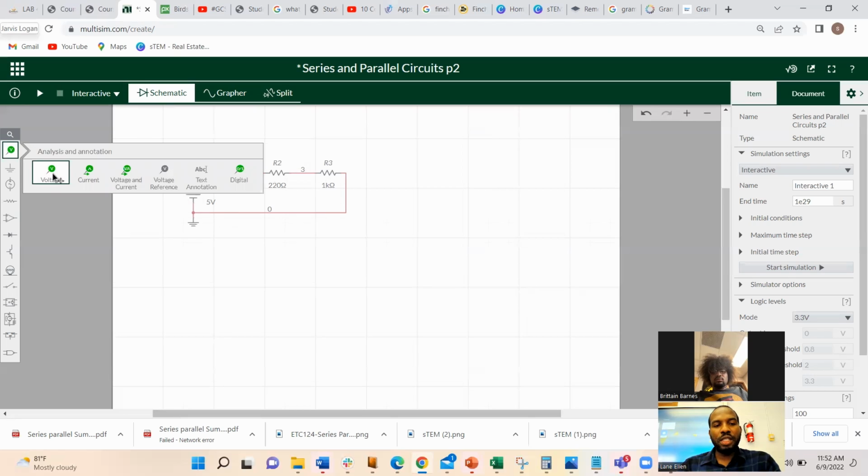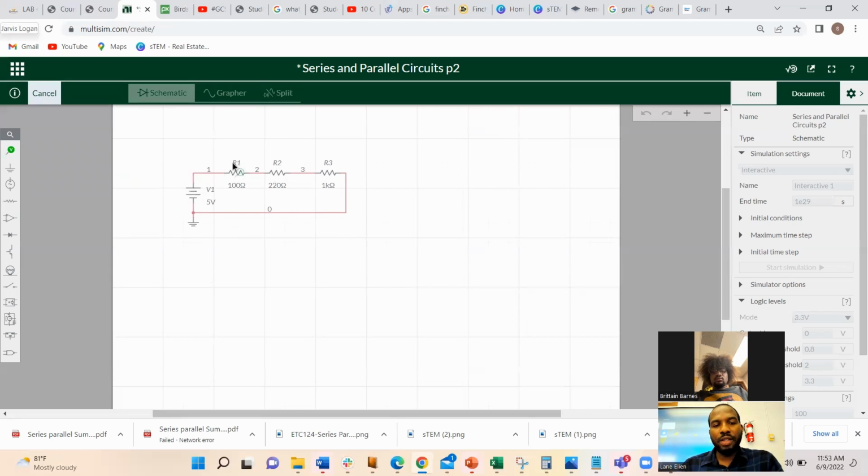So we need to measure voltage. Now again here, you are told to measure the voltage across the components. Now there is no instrument to measure the voltage across the components. So what you're going to do, you're going to measure the voltage before it and after it, and then you are going to subtract these two voltages to find the voltage across it.